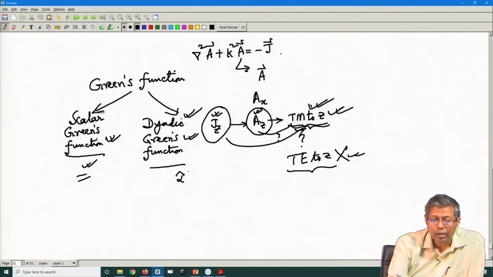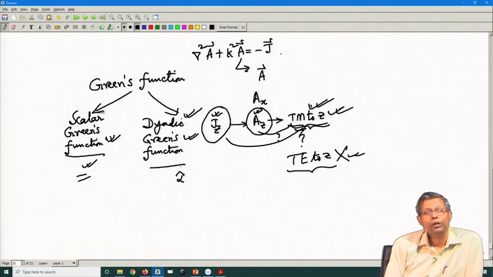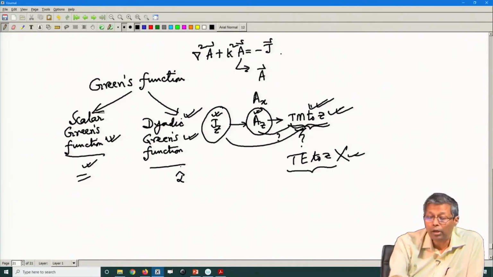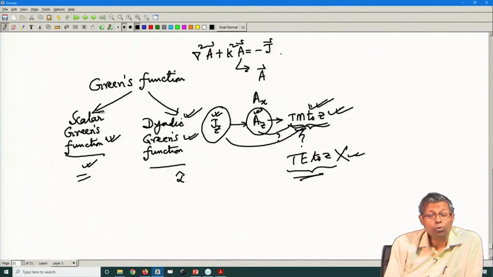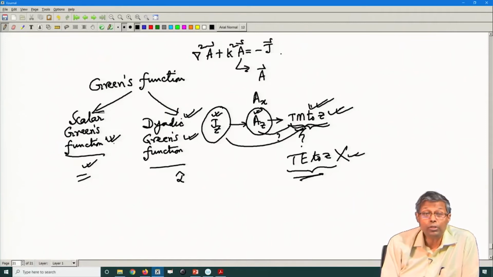So, while the code written by the dyadic Green's function group is general, the code written by the scalar Green's function group is quicker. The computation time is less because they do not calculate other modes, or modes which are not relevant. There is no question about which is good and which is bad. It is dependent on what you want, which situation you want, whether you want your code to be more general or you want your code to be fast.